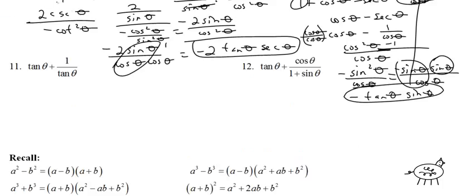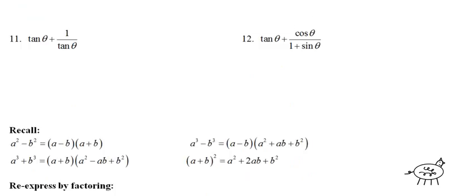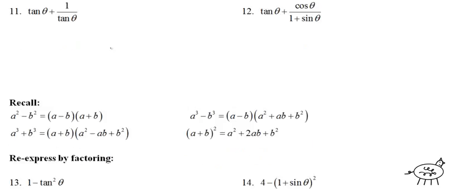Again, I should delete this so you can have more place to write. So number 11, there are a couple ways you can do that. You can write it in terms of sines and cosines, or you can just get a common denominator.